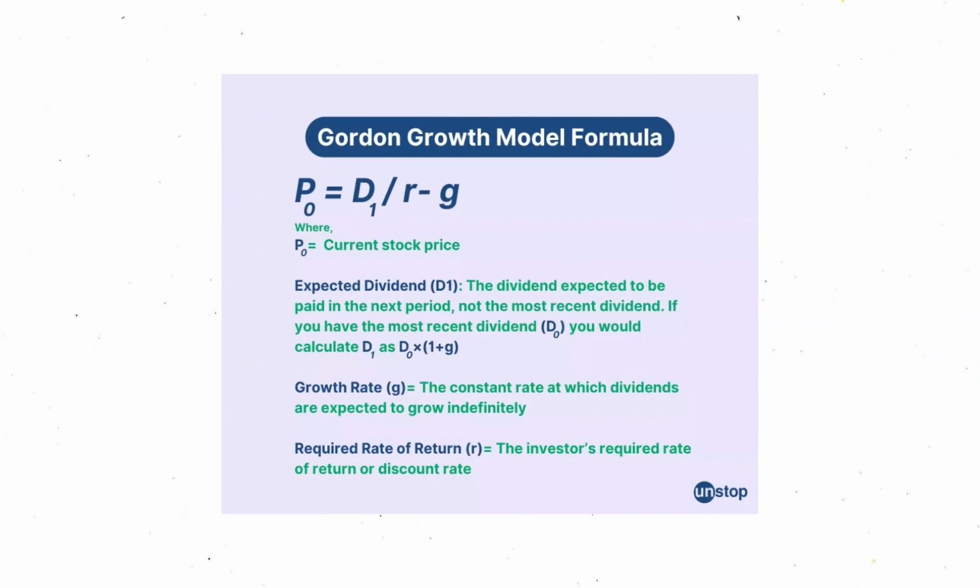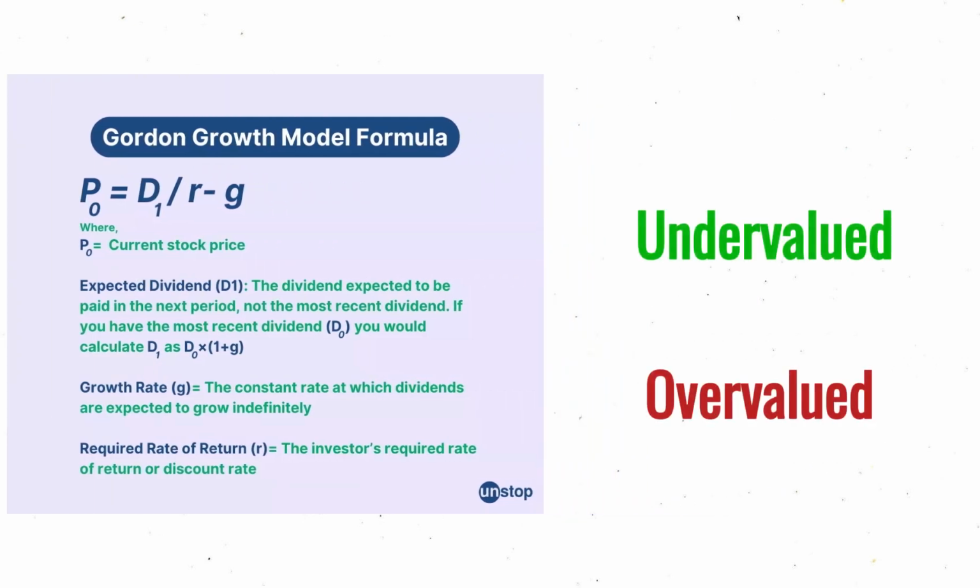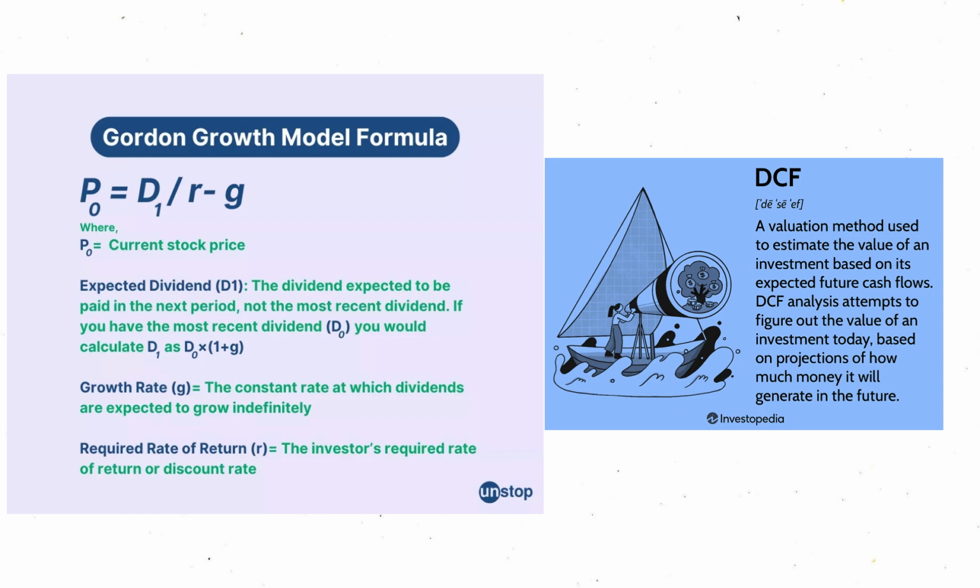In this episode, we're going to be going through the Gordon Growth Model, which is basically a way to value a stock based on its dividend. It's a lot easier than some of the other counterparts, such as a discounted cash flow model, and it works very well for mature companies with a very stable dividend.